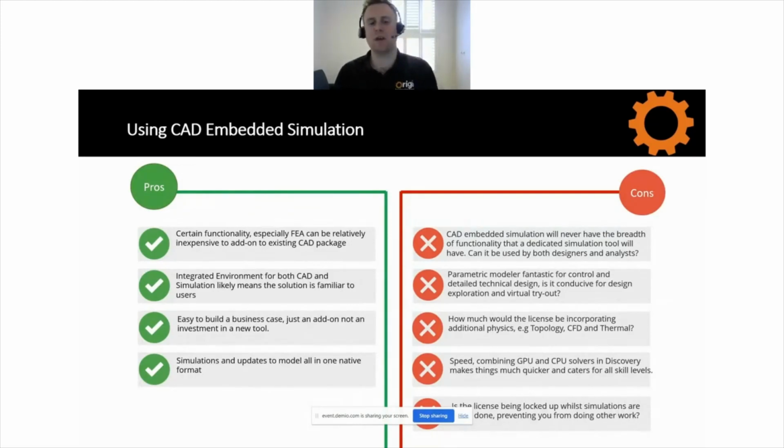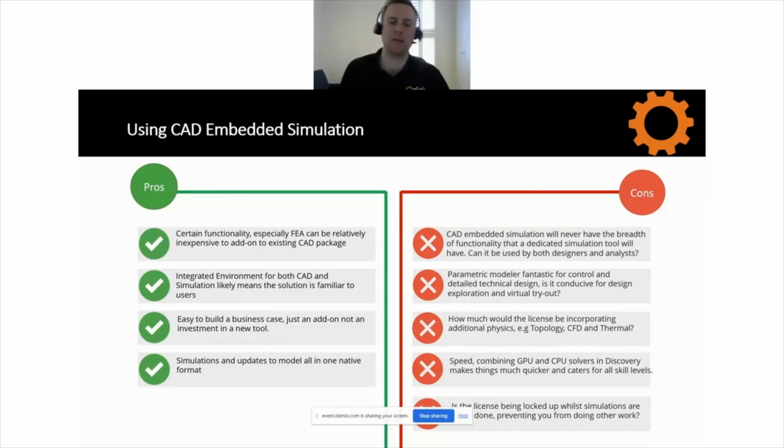I'd also suggest that many of you will be using parametric based modelers, i.e. a sort of structure tree, driving your design from the structure tree. And obviously they're fantastic for control and detailed technical design. The equivalent is a direct modeler, which is what our product provides, which is much more conducive to rapid design exploration and rapidly making changes to a model or preparing a model for simulation. And you'll see some of that as we go through.